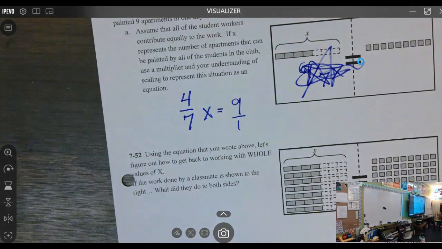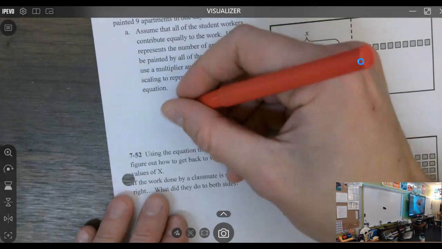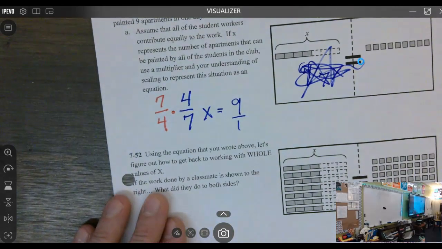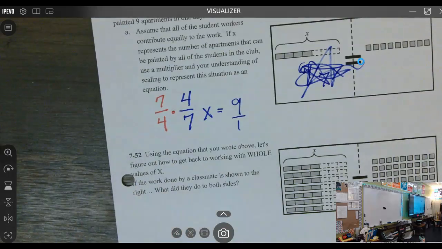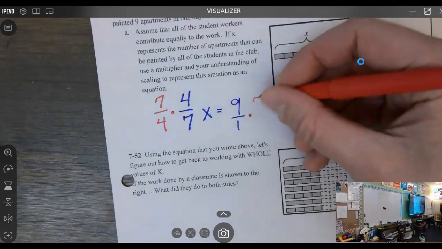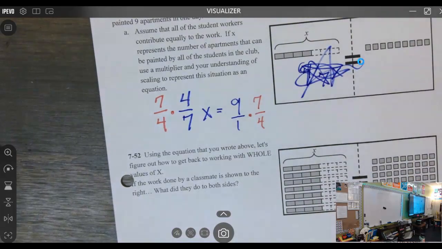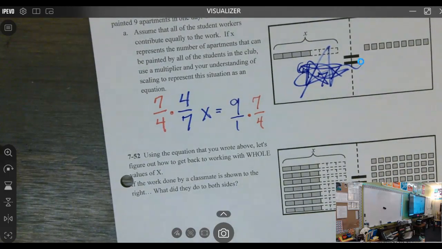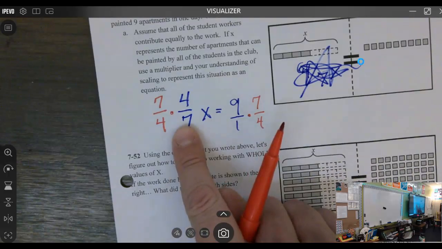Eva? The flippy fraction thing! Flippy fraction thing. Reciprocal. And we gotta do it on both sides. Now, if you are sitting there going, sure this works, but why?